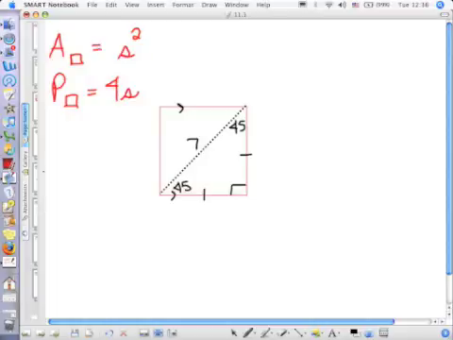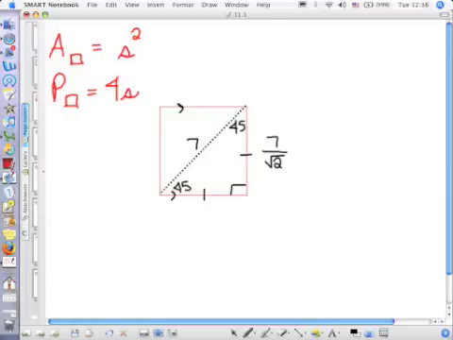You can use sine, cosine, or tangent, or isn't that a special right triangle? Yes, it is. It's a 45, 45, 90. And in that one, I know the hypotenuse, and I'm looking for the leg. If you know the hypotenuse, what do you do to it to find the leg? Divide by the square root of 2. Okay? Divide by the square root of 2.